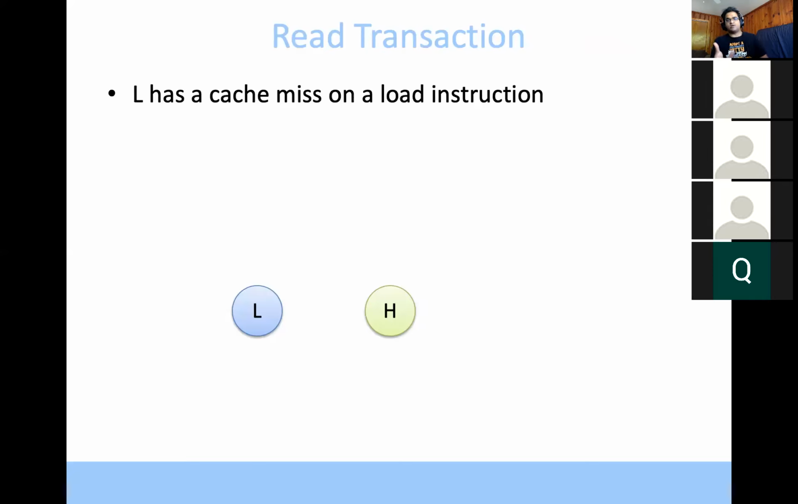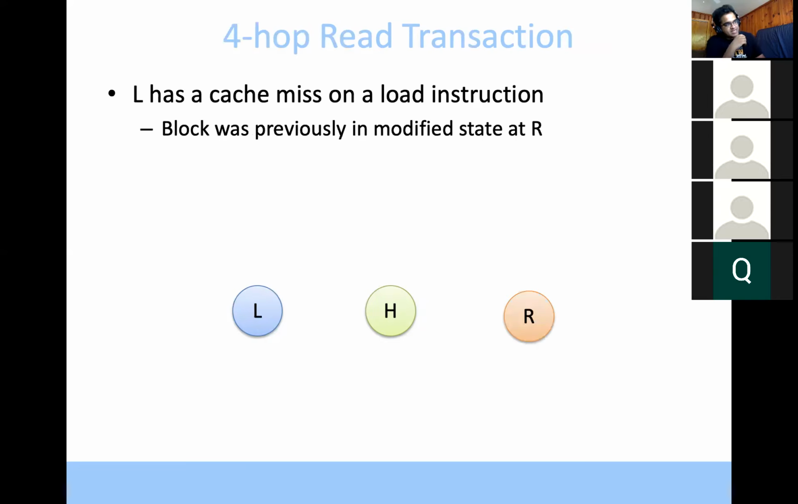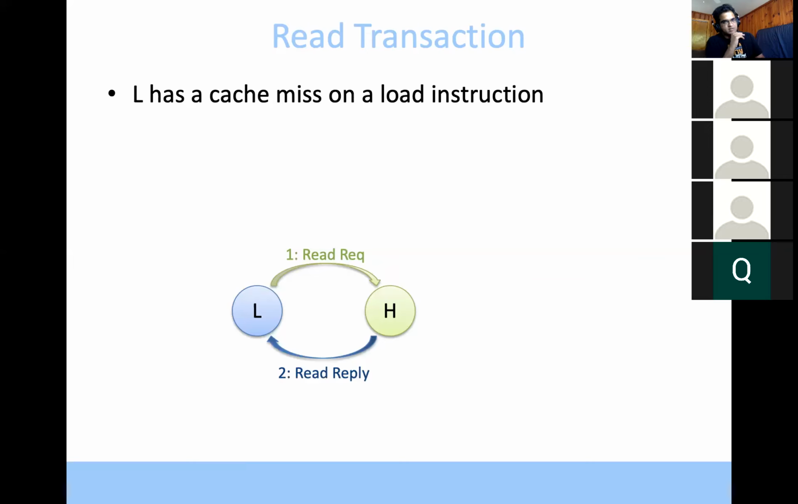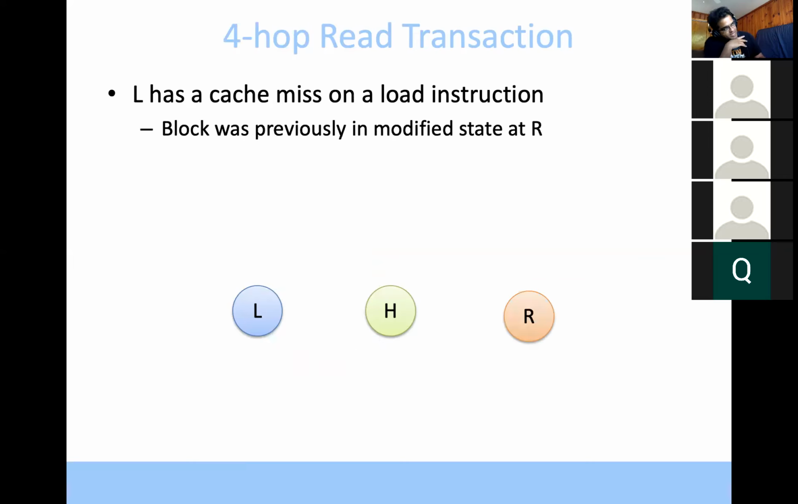Let's look at how this would work. So some cache has a miss on a load instruction. Let's call that one L, and H is the home directory, right? So when you have a miss on a load, L will send a read request to H. H will send a read reply if the data is in memory, and that's the simple read transaction.